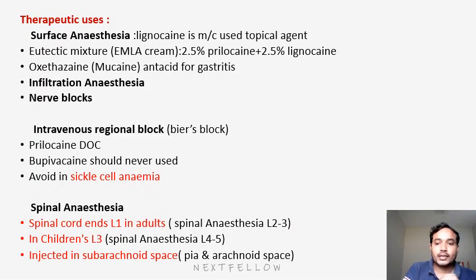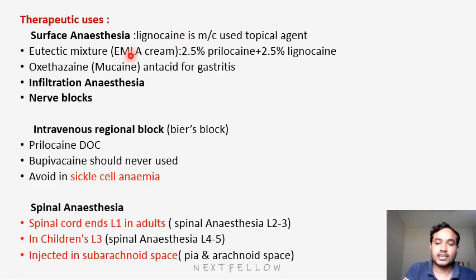Next, what are the therapeutic uses? The main ones are surface anesthesia, infiltration anesthesia, nerve block, intravenous regional block, spinal anesthesia and epidural anesthesia. In all of these we use local anesthetics. We will discuss them one by one. First is surface anesthesia. In surface anesthesia, lignocaine is the most commonly used topical agent.